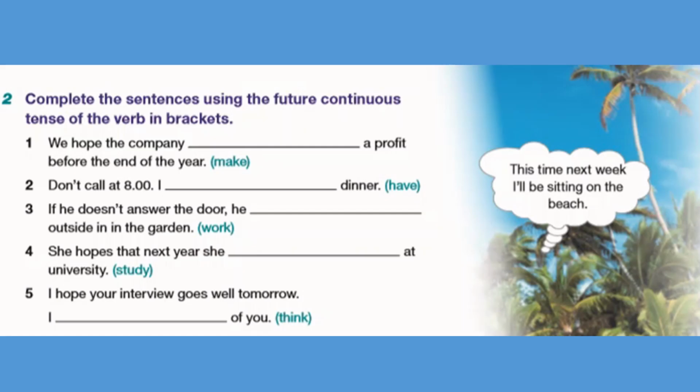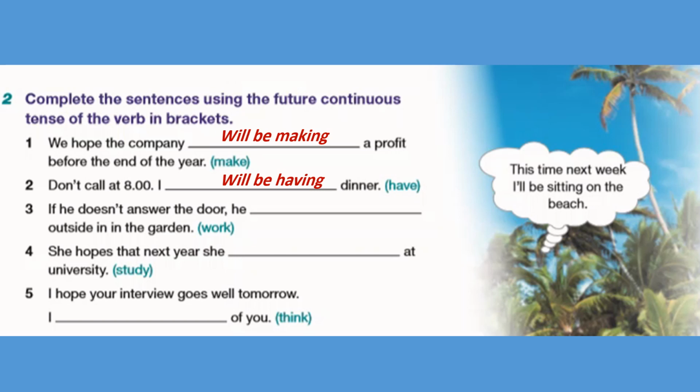Let's move to activity 2 on page 72. Complete the sentences using the future continuous tense of the verb in brackets. Number 1, we hope the company will be making a profit before the end of the year. We hope the company will be making. Number 2, don't call at 8. I will be having dinner. I will be having.